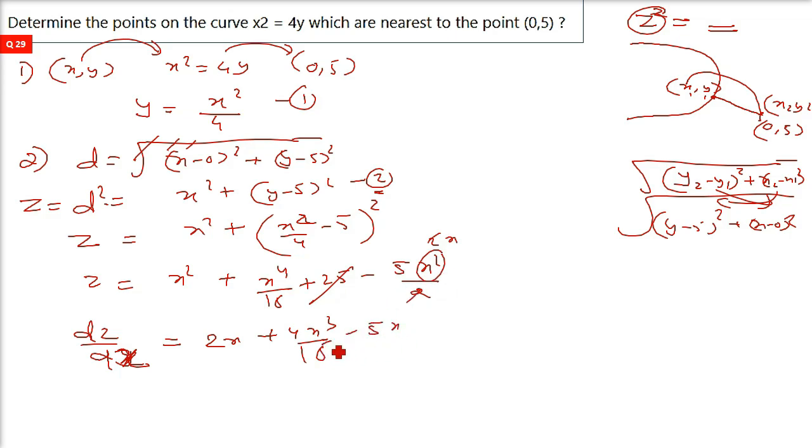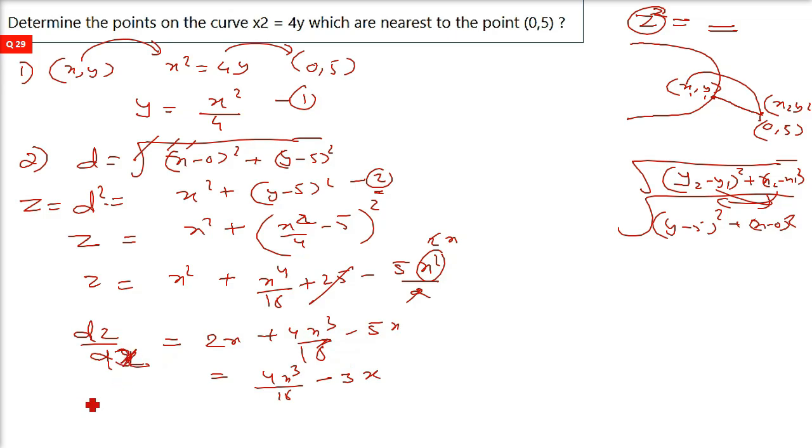This is 5 by 2, x square will be 2x. Okay, now this one, 2x minus 5x is a negative 3x. So you are going to get 4x cube by 16 minus 3x, and this will be dz by dx. What do you think will be the next step?